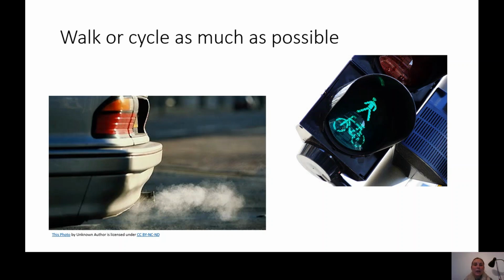So this is an obvious one. As you can probably see, on a cold day, all the car's exhaust releases smoke, which contains gases that then go into our atmosphere. So walk and cycle as much as possible instead of driving.